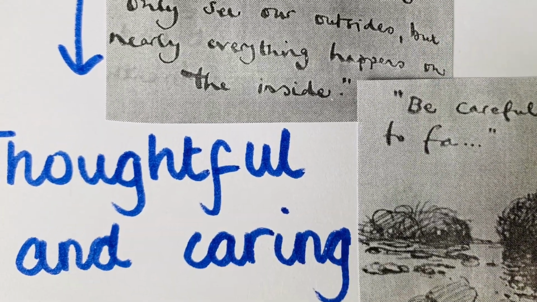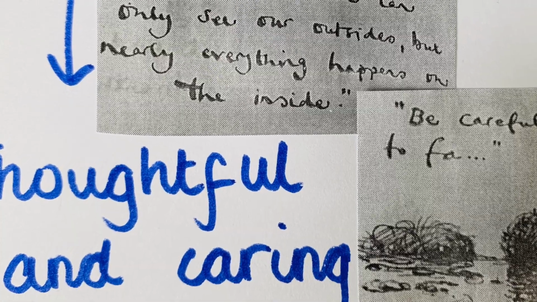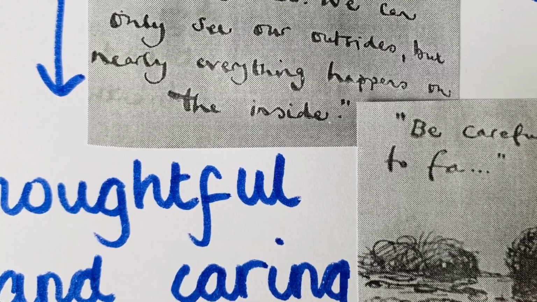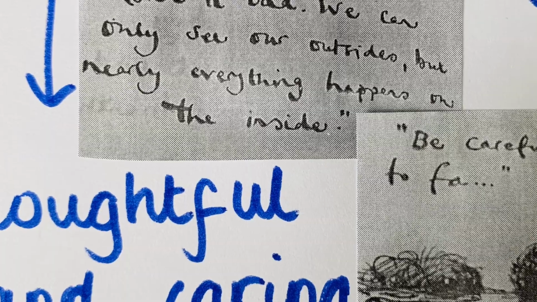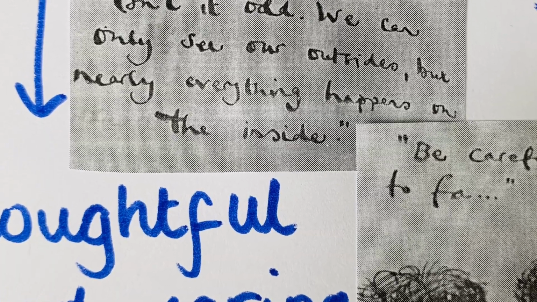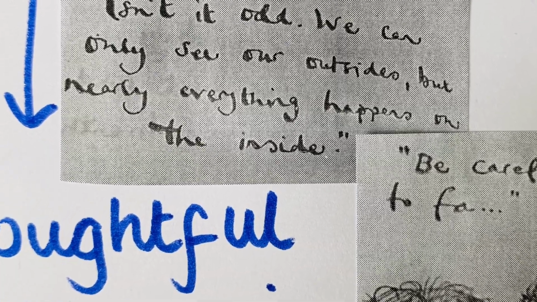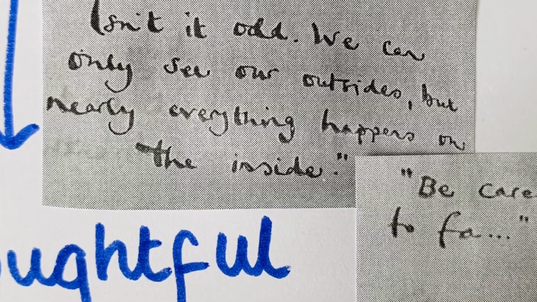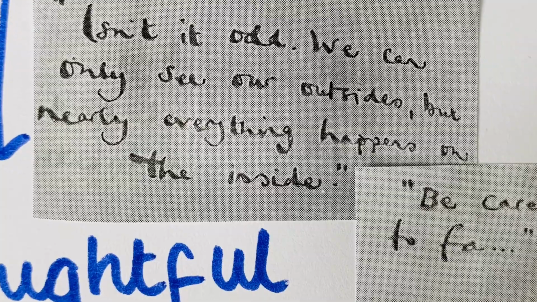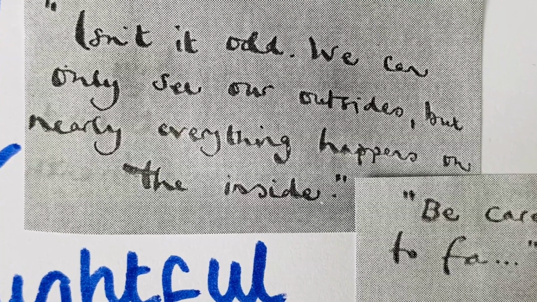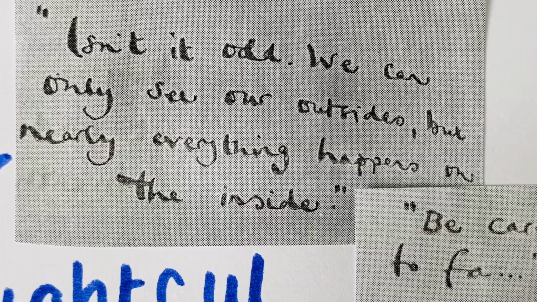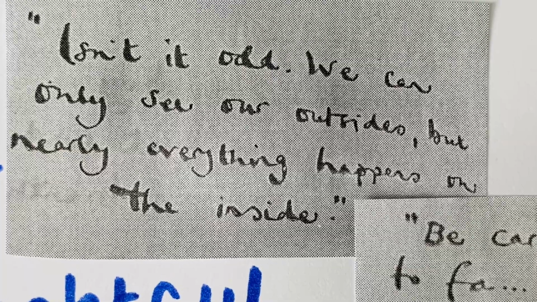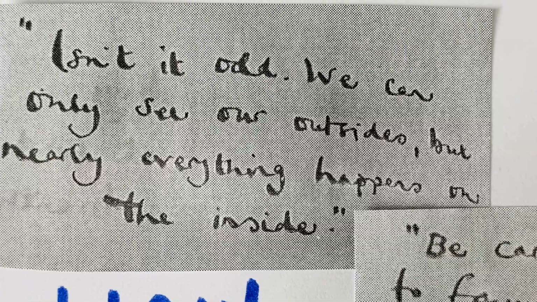So now moving on to being thoughtful and caring, and I think all the characters in the story are thoughtful and caring, but it shows mainly in the boy when he says, "Isn't it odd? We can only see our outsides, but nearly everything happens on the inside." And also when they're walking through that marsh and the mole falls in, he shouts straight away, "Be careful not to fall." So it just shows he has that care inside.